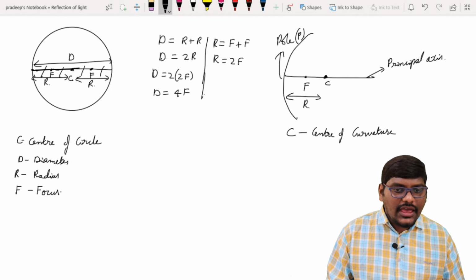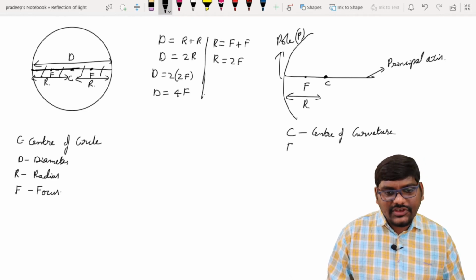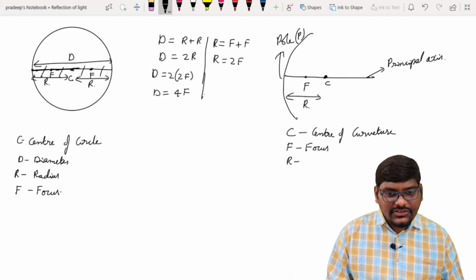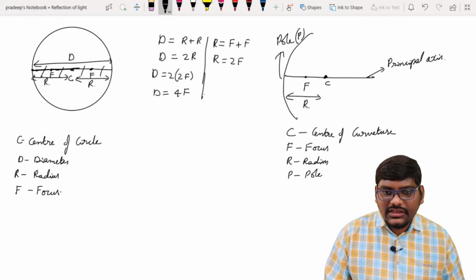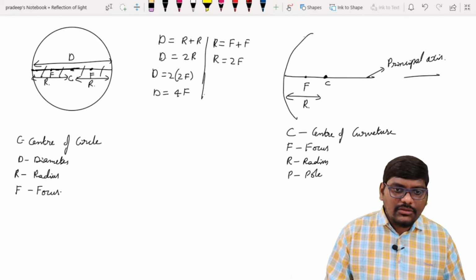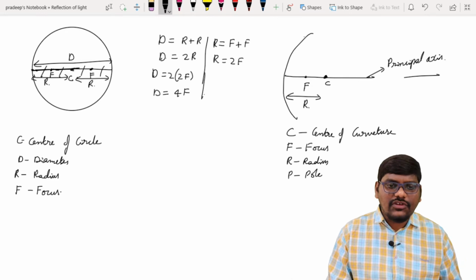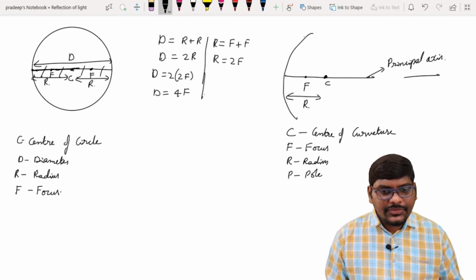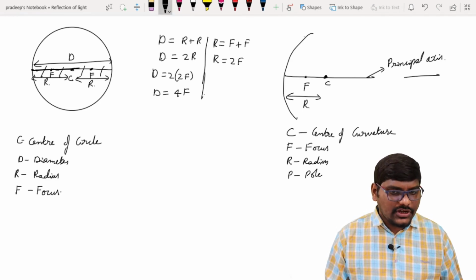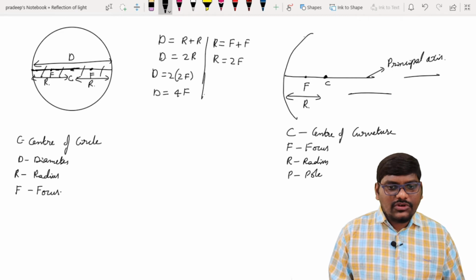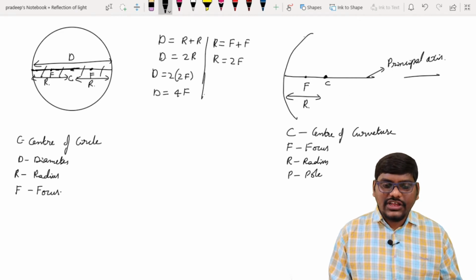Got it? And what is F again? F is again same as focus, as like circle, and R is radius. The new thing which is added here is, one is P, pole, other one is what? Principal axis. This pole is nothing but this full part, whatever this curve is there, this full part comes under pole only. So now pole can be represented simply as P. Alright, so this is all about the curve and its rotations.